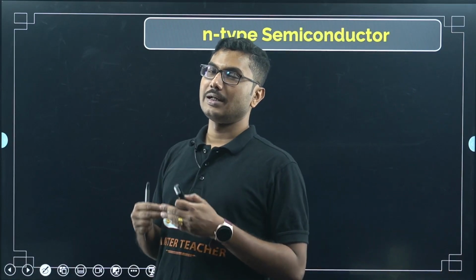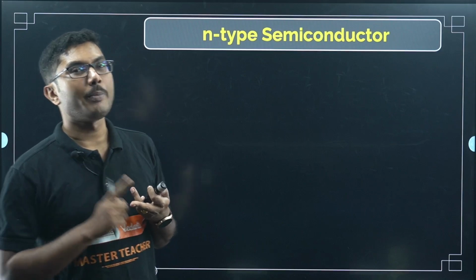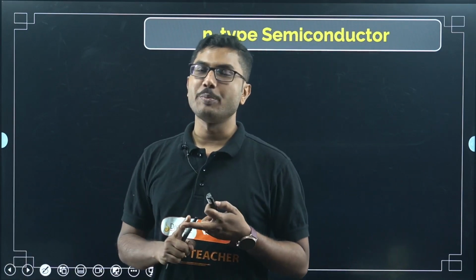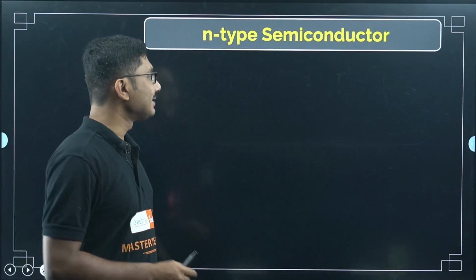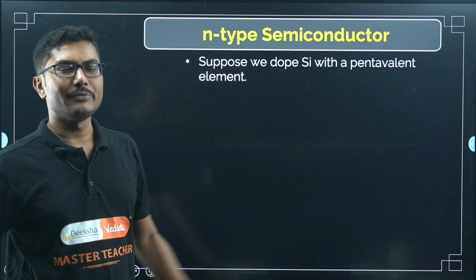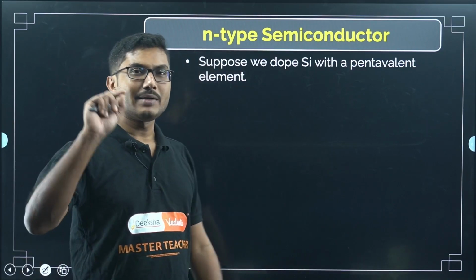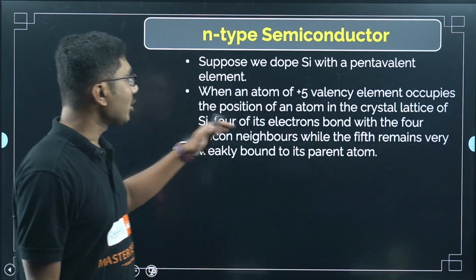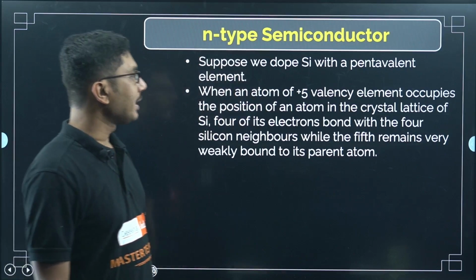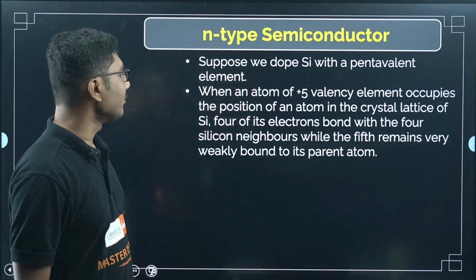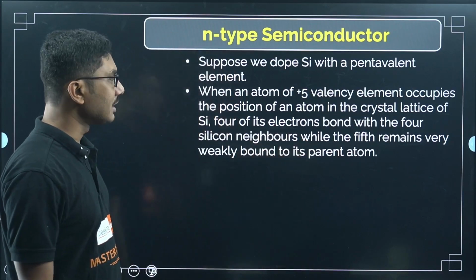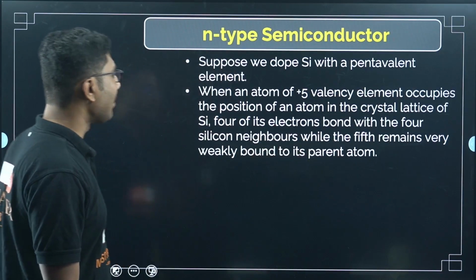So first of all, we discussed that two types of dopants we can use, either pentavalent or trivalent. Now what will happen if we dope using pentavalent? Suppose we dope silicon with a pentavalent element, say phosphorus. When an atom of a +5 valency element occupies the position of an atom in the crystal lattice of silicon, 4 of its electrons bond with the 4 silicon neighbors, while the 5th remains weakly bound to the parent atom.